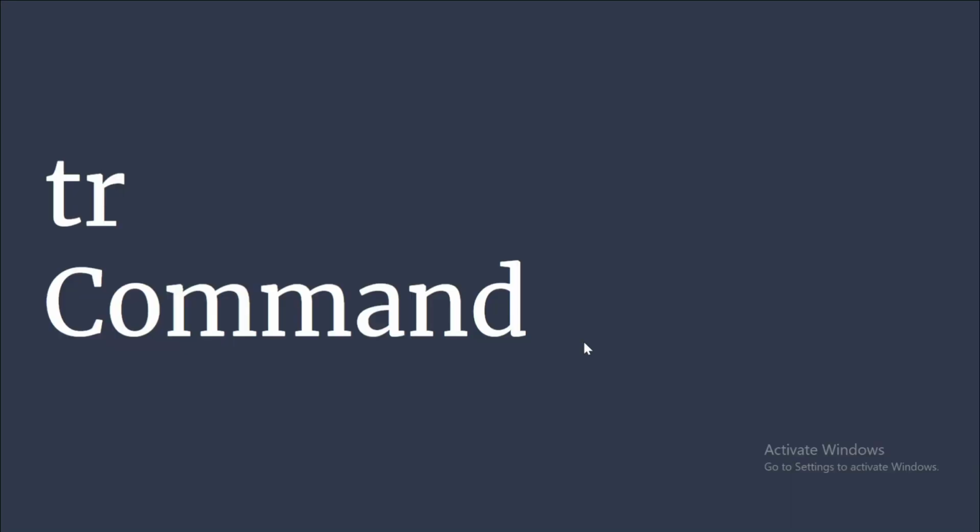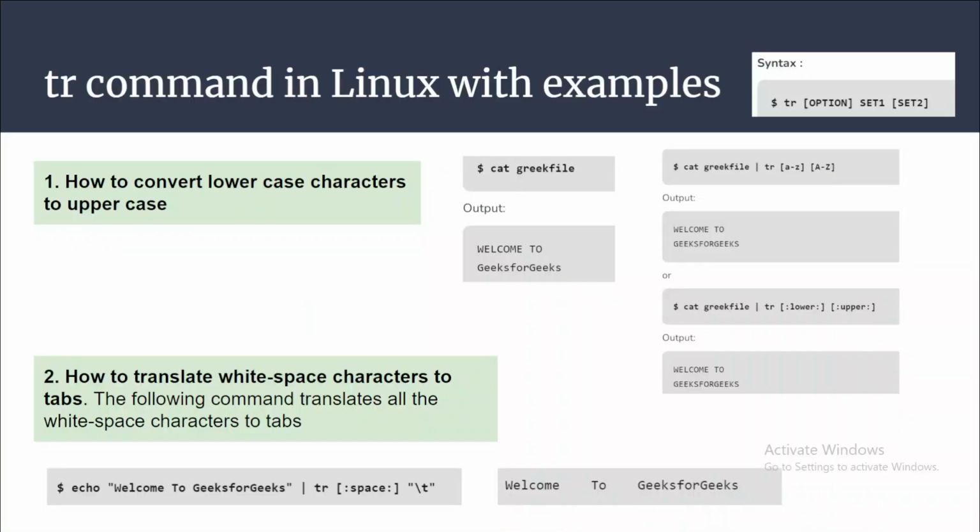Now this is, I guess, the second last command, the tr command. So how can you use the tr command? The tr command is simply used to convert lowercase to uppercase and also to reduce spaces, everything. You can remember tr as truncated. So tr, you have to provide the option, and there are two sets, set1 and set2.